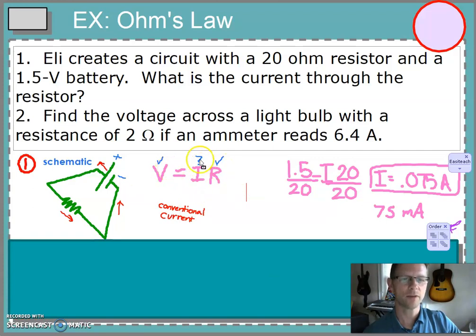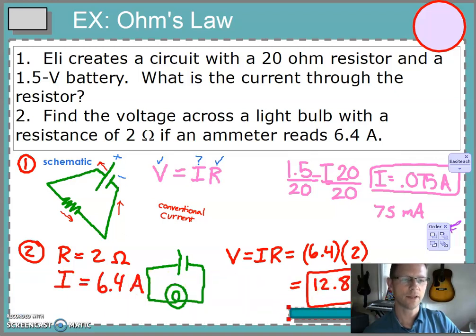Plug in. We don't know this value. Plug in the 1.5 and the 20. Literally write this. This is something I've been noticing lately. A lot of people aren't in the habit of putting the numbers into the equation like this. Equals, divide, 0.075 amps. Also known as 75 milliamps. It's a pretty small number.